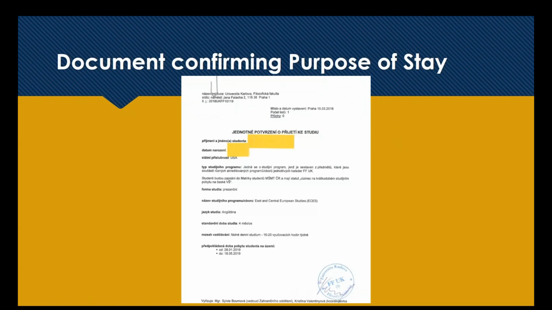The next document will look like this. It's a document confirming your purpose of stay. This document will have your name and date of birth under where these yellow marks are. When you get this document, we will send it to you from Prague. It needs to be an original. Check that your name and your date of birth match what's in your passport exactly. That's very important. This document is going to be all in Czech, and basically it just says that we are confirming you'll be staying at Charles University for the duration of your program.